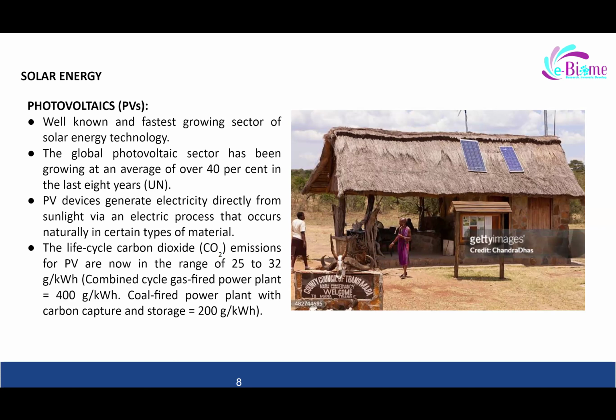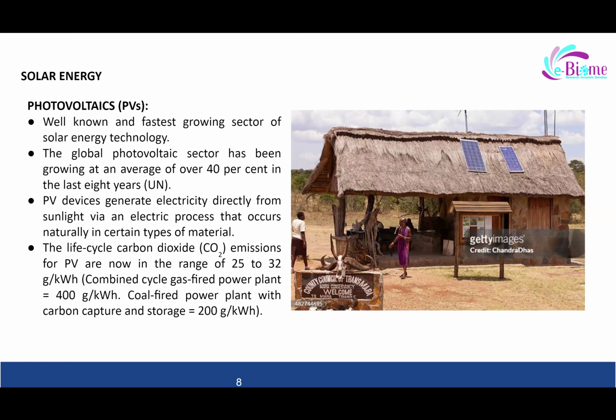And so the solar PV cells, as shown in this particular picture, are a very good example of ways of getting cleaner energy whilst at the same time preventing the emission of carbon dioxide. The global photovoltaic sector has been growing at an average of over 40% in the last 8 years. So in the last 8 years, the number of people relying on these solar PV cells has increased by over 40%. And future outlooks project that this number is going to significantly increase in the coming years and months.